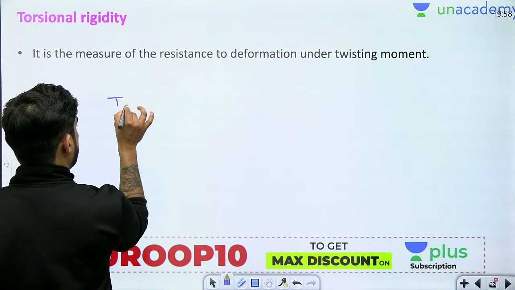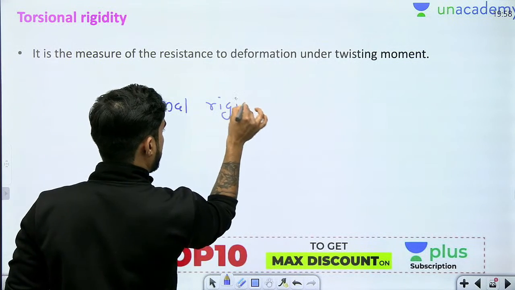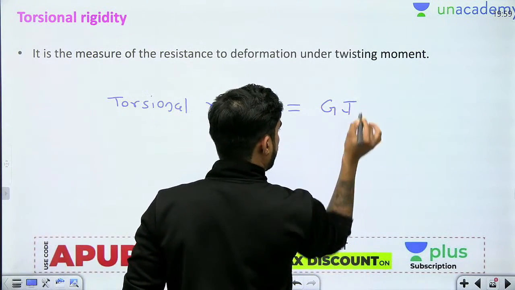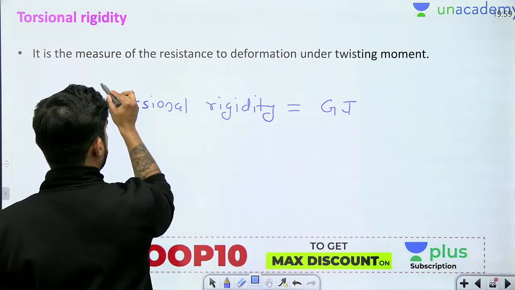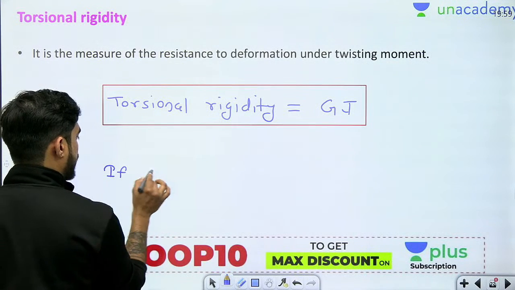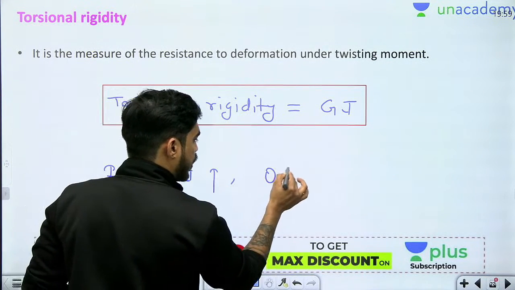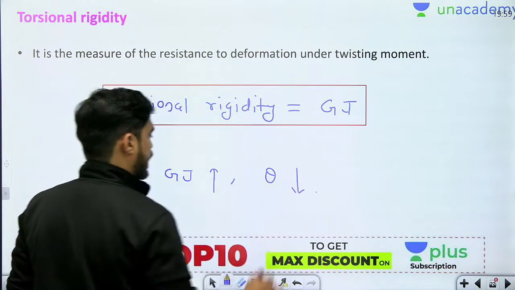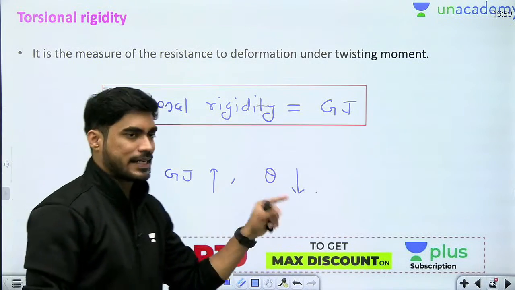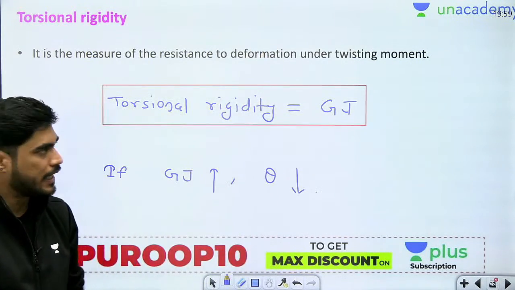So torsional rigidity is equal to G into J. Okay? Torsional rigidity is equal to G into J. If rigidity is more, then angle of twist will be less. Okay? So if GJ is more, then theta will be less. Okay, so do you understand what we mean by torsional rigidity?